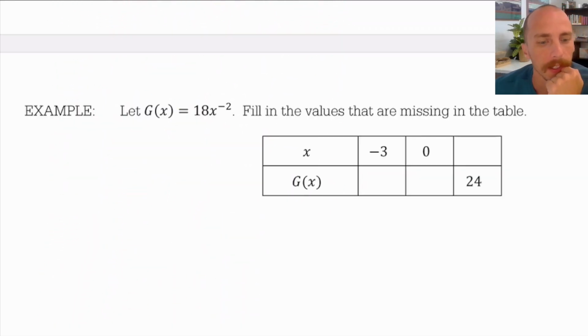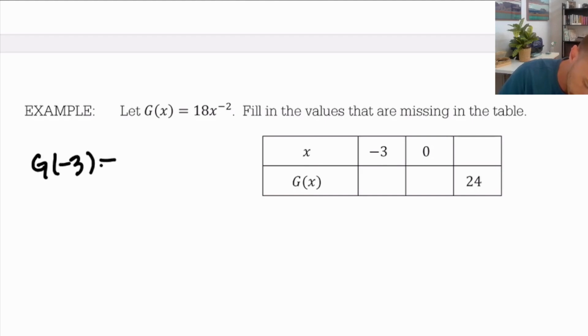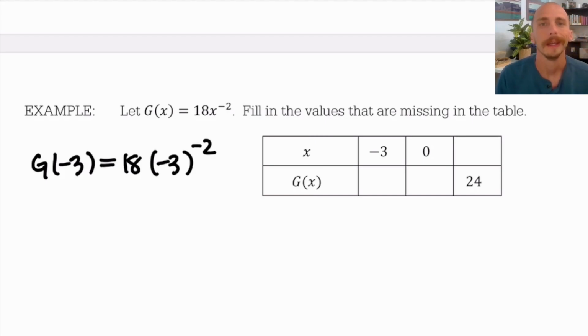All right, now we've got a function that is defined in terms of a negative exponent. So, depending on how you feel about it, maybe I'll just start by finding g of -3. g of -3 is going to equal 18 times -3 to the -2 power. And we could go and say, okay, well, the -2 power of something is going to be 1 over that thing squared.